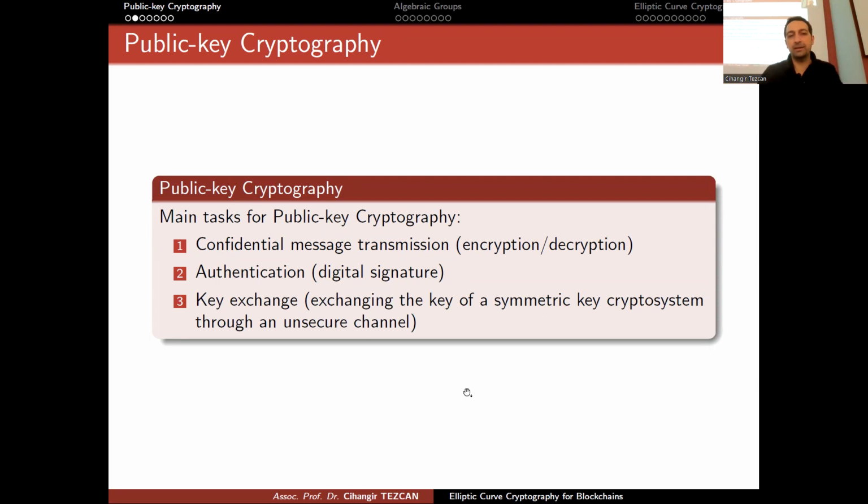A third problem that public key cryptography solves is key exchange. And Diffie-Hellman is one of the best examples for this case. So this allows us to exchange the key of a symmetric key cryptosystem through an unsecure channel. So this is a good thing, because on the internet, for instance, if you want to do a commercial transfer, if you haven't visited that web page before, by using Diffie-Hellman, you can agree on a secret key and then continue communicating in an encrypted way.